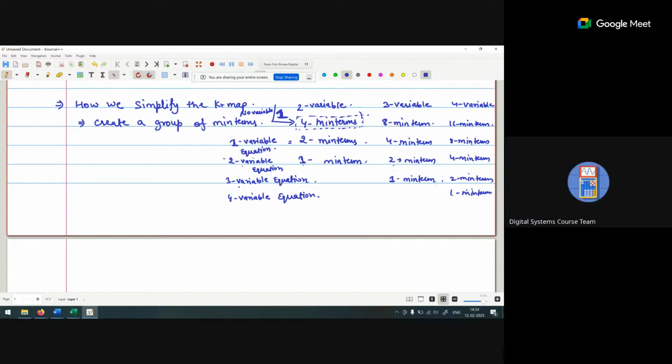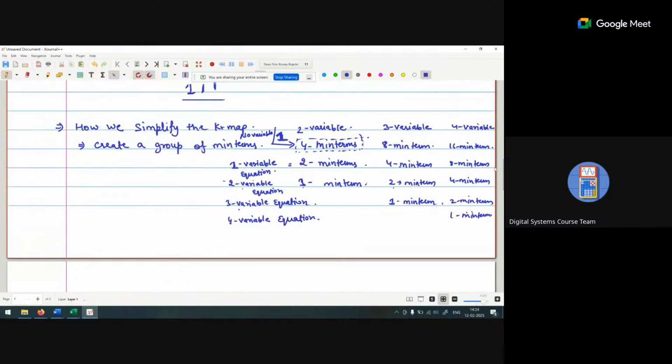Any other doubts? Move forward. Student, any doubt in this one? In a two variable K map, the maximum possible combination is either a combination of four mean terms, or of two mean terms, or of one mean term. If a combination of four mean terms is created, this particular term is not dependent on any variable. If it is a two mean term group, this term will be dependent on one variable. If it is a one mean term group, it depends on two variables.